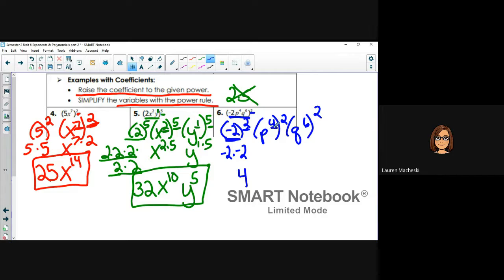P to the 4th raised to the 2nd power. You keep the base and you multiply those exponents or those powers. Oops, I think that's a 2. Whoops, where did I get a 6? So 4 times 2 would be P to the 8th. Q to the 6th raised to the 2nd power. You multiply those powers, multiply those exponents together, and that gives me Q to the 12th. So my simplified answer is 4P to the 8th, Q to the 12th.